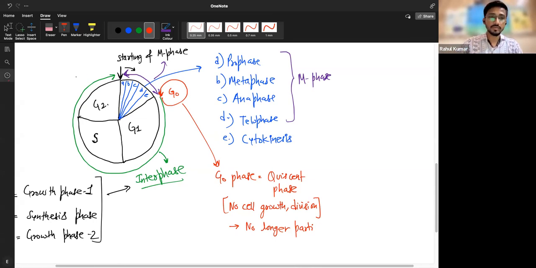If you know how a neuron looks, it has a body. You must be knowing about it. It has a cell body. It has dendrites, right? And it has a very long axon, correct?